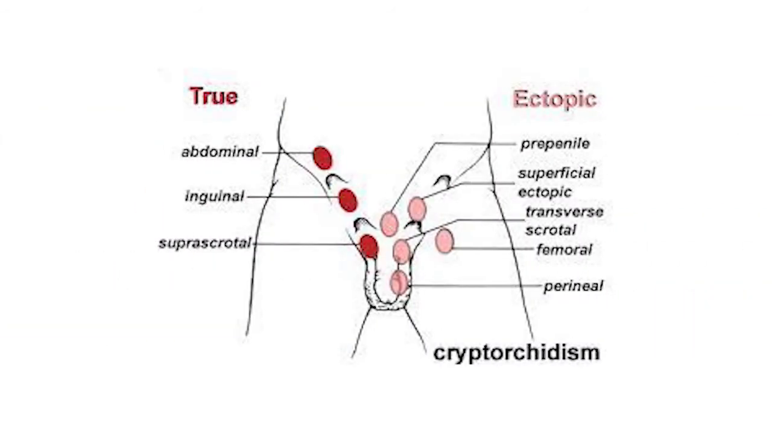This is the image showing the normal course of the testes, that is the abdominal, inguinal and suprascrotal, and the ectopic sites of the testes are prepenile, superficial ectopic, transverse scrotal, the femoral and the perineal sites of cryptorchidism, clearly seen in this image.